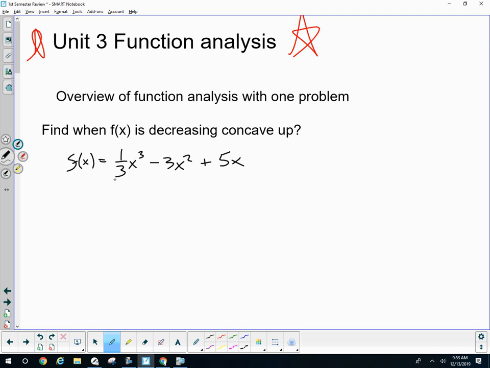When is this function decreasing, concave up? Well, we can figure out when it's decreasing based on the signs of f prime. If f prime is negative, it's decreasing. Concave up, we say, well, if f prime values are decreasing, that means f double prime values are negative, or sorry, going the opposite way. If f prime values are going up, that means f double prime is positive, will be concave up. So we've got to figure out when is f prime negative, f double prime positive.